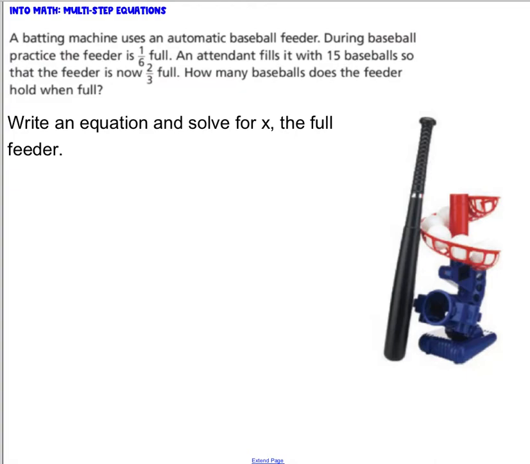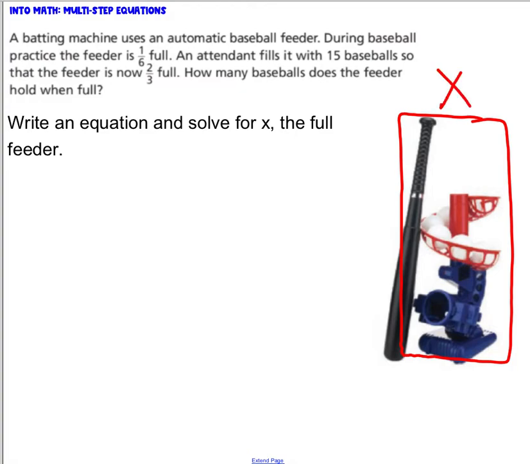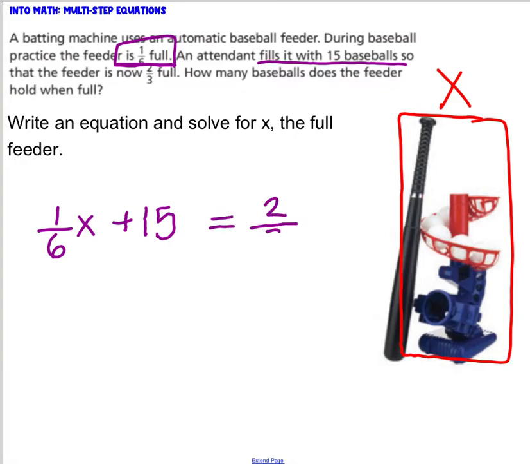Let's write an equation. Here's my feeder, right? Do we know how many it holds when it's full? No, we don't. But during baseball practice, it is 1/6 full. 1/6 full is 1/6 of the full amount. Then an attendant fills it with 15 balls. So what operation is that? Plus the 15 balls. So that now the feeder is 2/3 full.